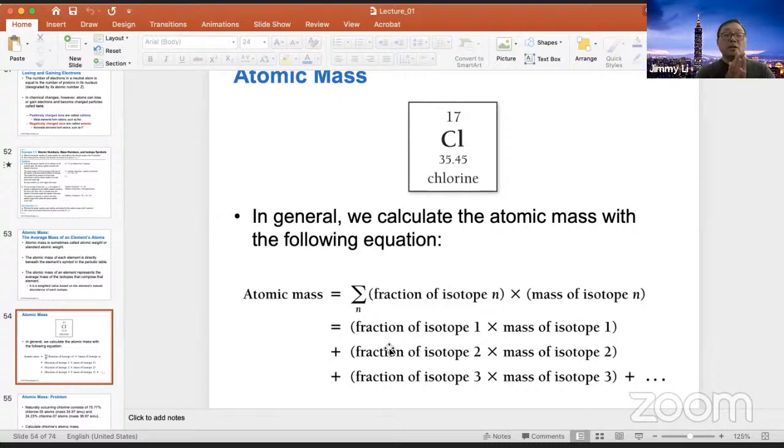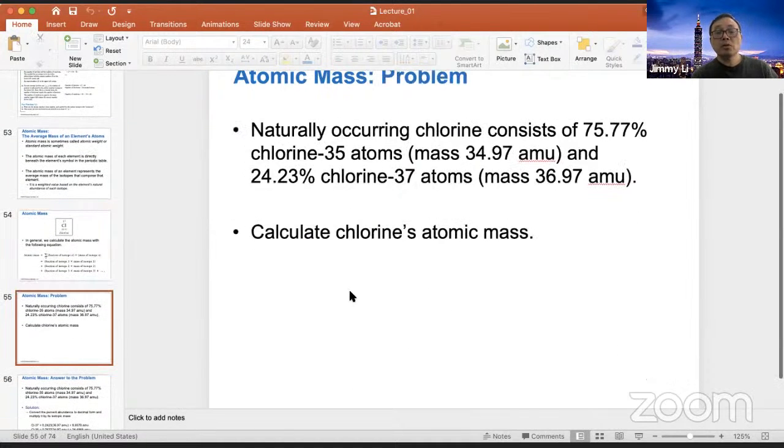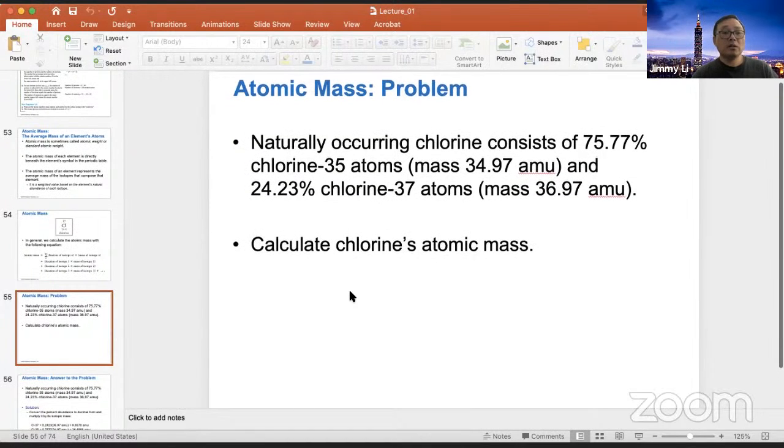Basically, you take whatever percentage the first isotope occupies times the weight of your first isotope, plus the percentage of your second isotope times its weight. Keep adding until all the isotopes have been counted. Definitely you will see these questions on the test and in one assignment. So this is what the example is about.